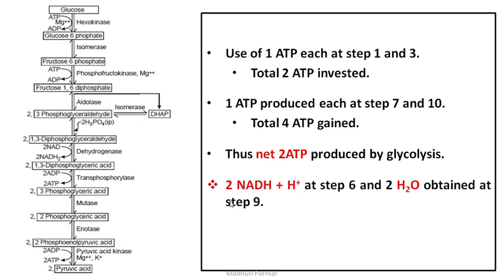Right. Now at step number 6, you are using 2 NAD plus and getting 2 NADH. Clear? This NADH will further be used for oxidative phosphorylation. We will see that at that time. For now, remember you are getting 4 ATP and 2 NADH. There is no use of oxygen. Also, there is no carbon dioxide which is released at this step.